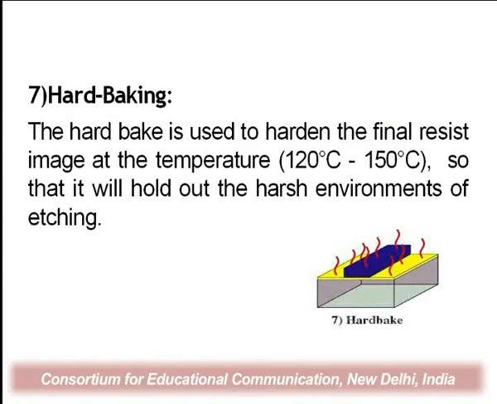The next step is the hard baking. In hard baking, the resist should be hardened on the surface. So it is heated at a temperature of 120 degrees centigrade to 150 degrees centigrade, so that it will hold out the harsh environment of the etching, and the pattern will be hard on the wafer, on the surface or the substrate.